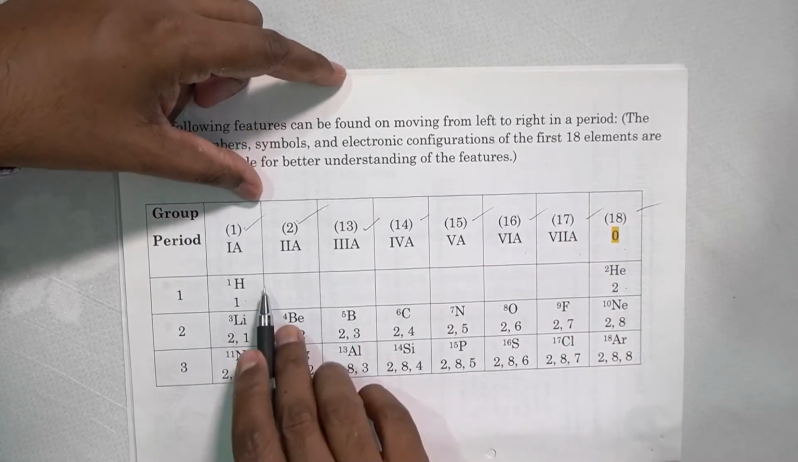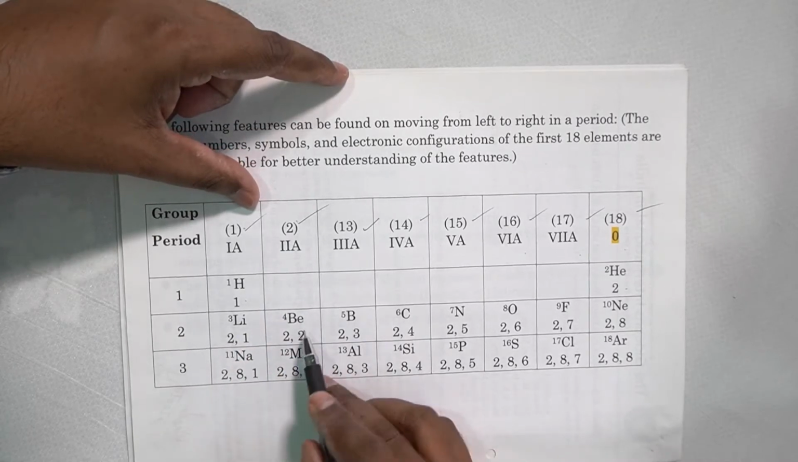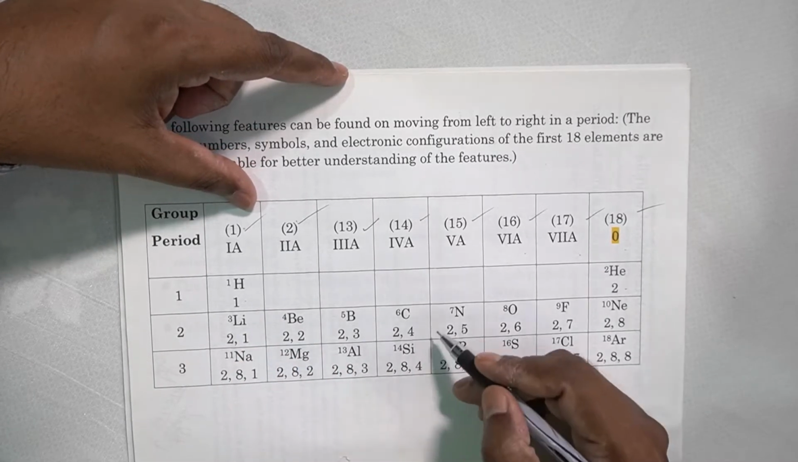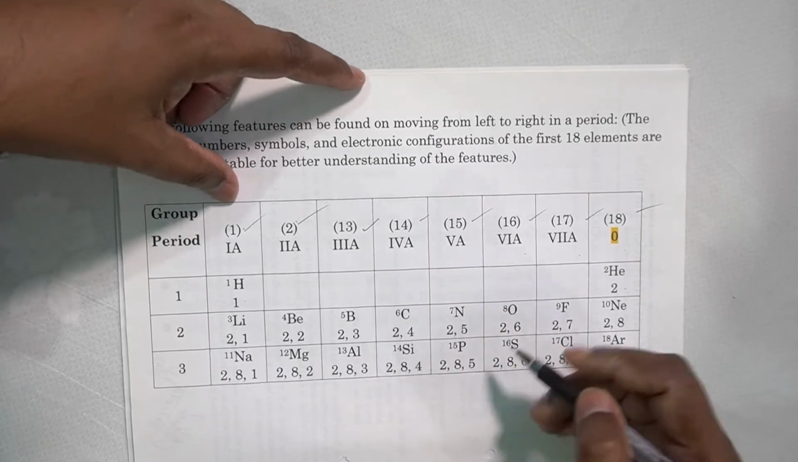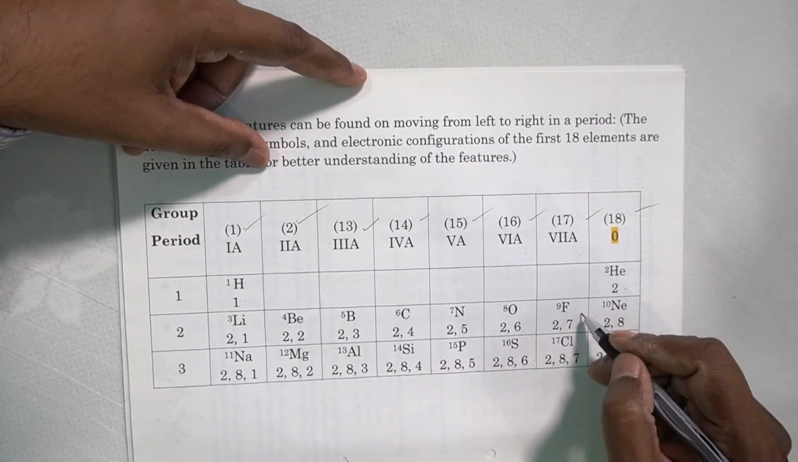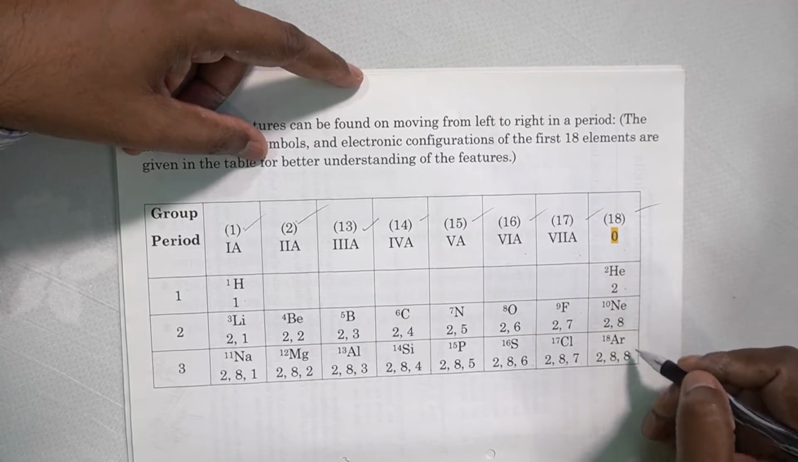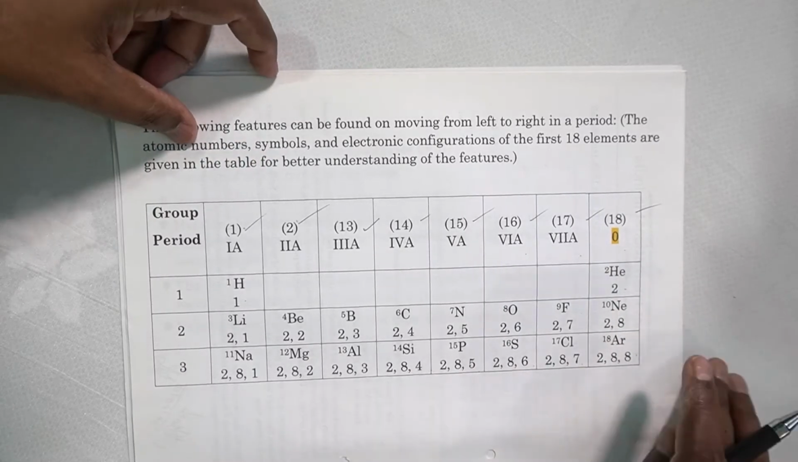So the elements are here: hydrogen, lithium, sodium, and beryllium and magnesium, boron and aluminium, carbon and silicon, nitrogen and phosphorus, oxygen and sulfur, fluorine and chlorine, and then here helium, neon, and argon. So this is how the elements are arranged.